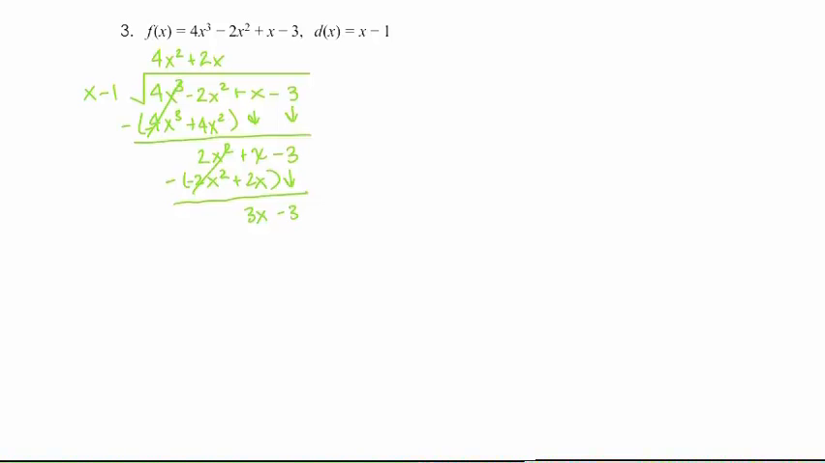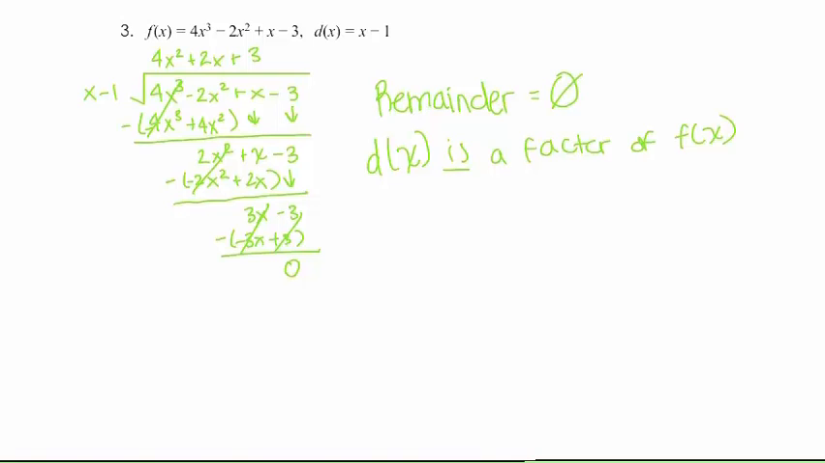I have to multiply x times positive 3 to get rid of that 3x. So you'll have a 3x minus 3. When you distribute that negative, these will cancel out, and these will also cancel out, leaving you with a remainder of 0. And since it is 0, this means that d of x is a factor of f of x.